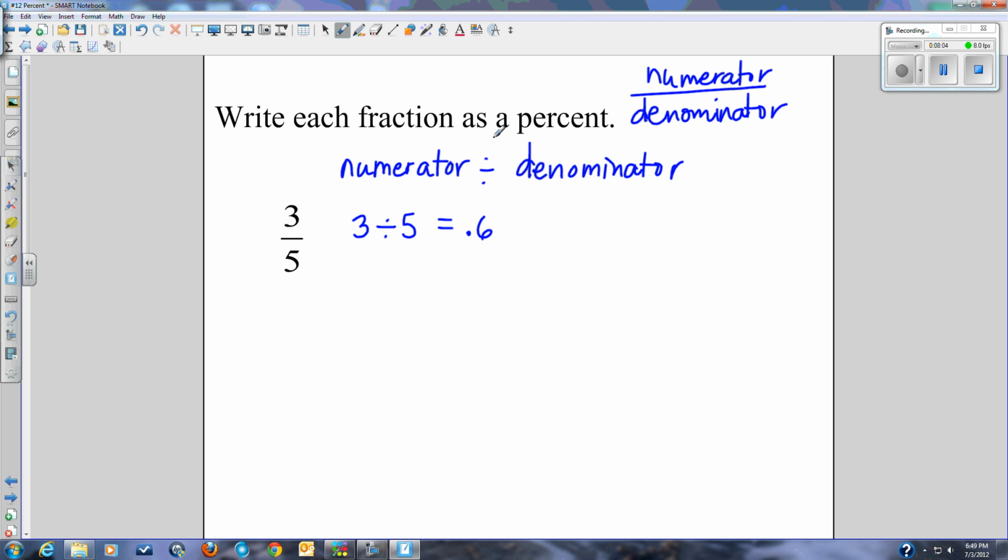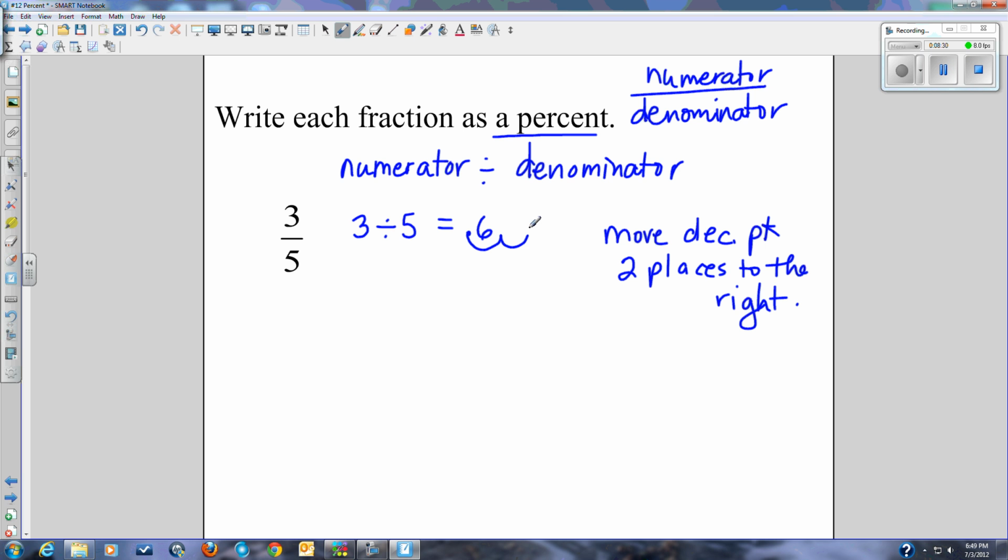Now remember, we want to write our answer as a percent. So that means we're going to have to change that decimal to a percent and move the decimal point 2 places to the right. So let's do that. We'll move the decimal point 2 places to the right. We've got an empty spot, so we'll have to put in a 0. We'll have 60, and then attach your percent sign. So you have 60%.